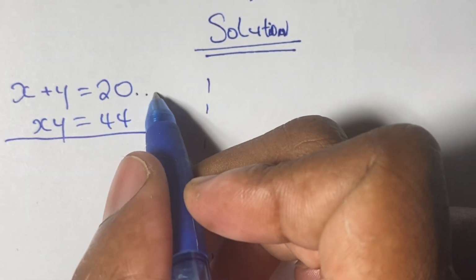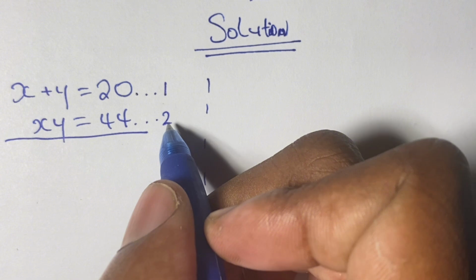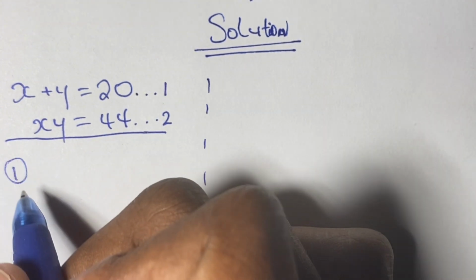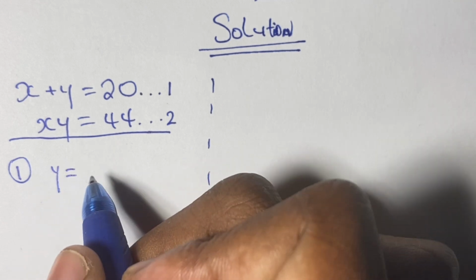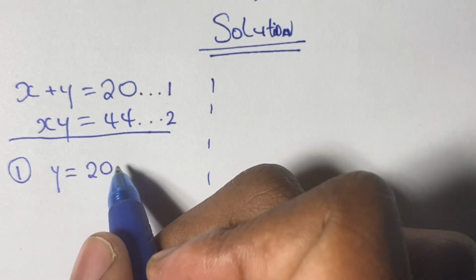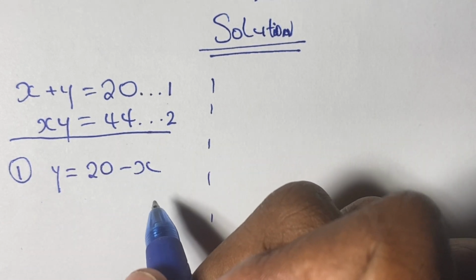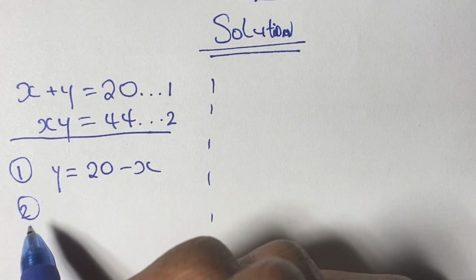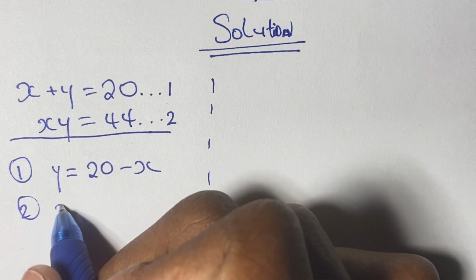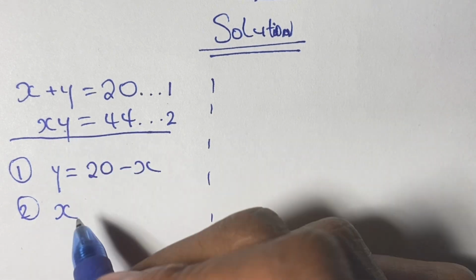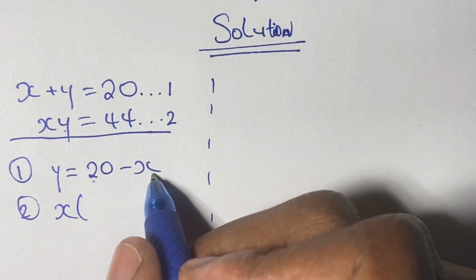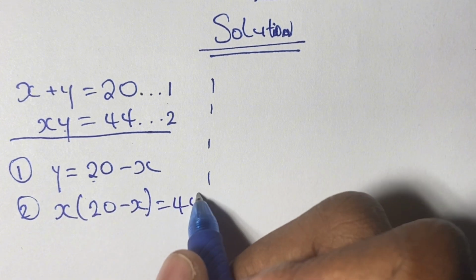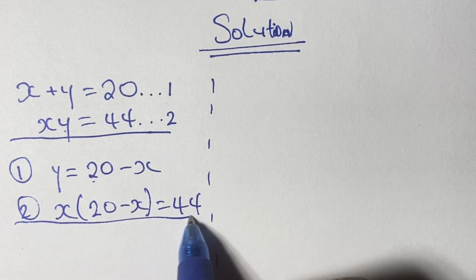So we have x plus y is equal to 20, and that's equation 1, and equation 2 is x times y is equal to 44. Now we can rewrite equation 1 as follows, where we set y to be the subject of that equation and set y is equal to 20 minus x. So that for now will be the value of y. We can sub that into our equation 2 as follows: x times the value of y, which is 20 minus x, and this is equal to 44.